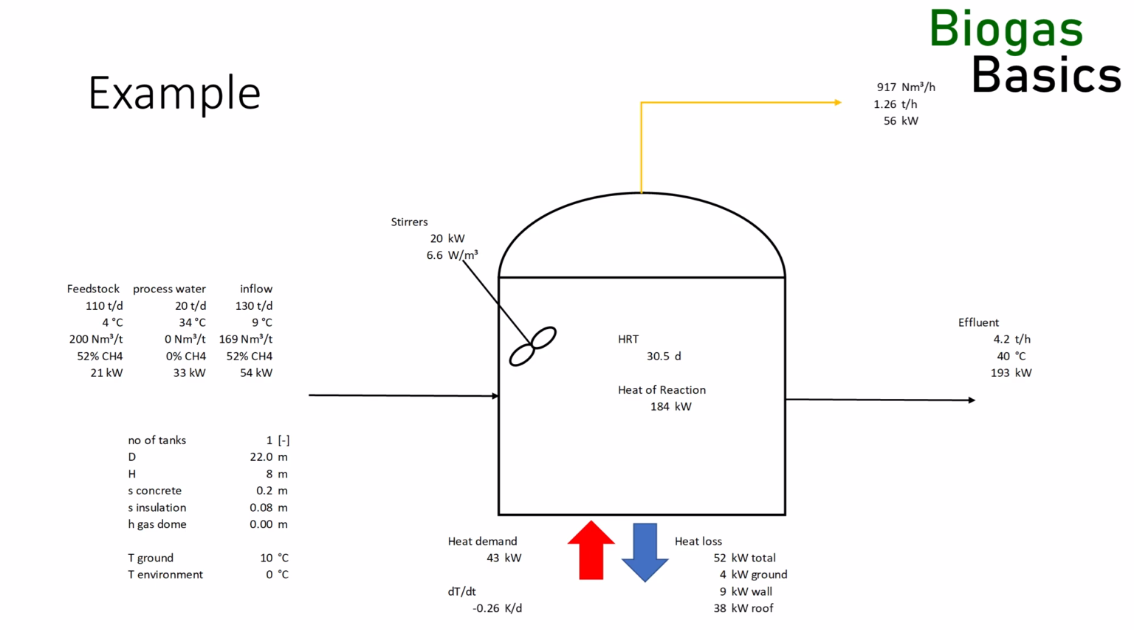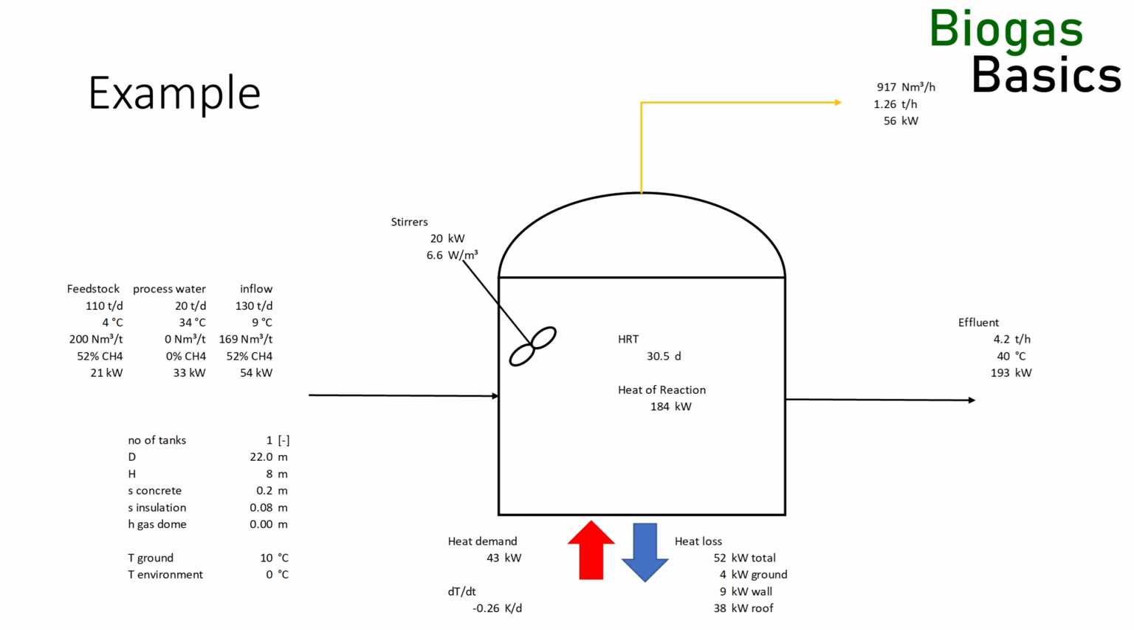In the winter scenario, the ambient temperature is 0 degrees Celsius and the feedstock has 4 degrees Celsius. The enthalpy of the inflow is 54 kilowatts, the effluent outflow is 193 kilowatts, and the biogas outflow is 56 kilowatts. The mixing energy is 20 kilowatts, the heat of reaction is 184 kilowatts. The total heat loss is 52 kilowatts: 4 kilowatts go into the ground, 9 kilowatts leave over the wall, and 38 kilowatts leave over the roof.